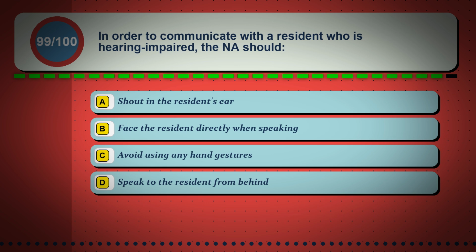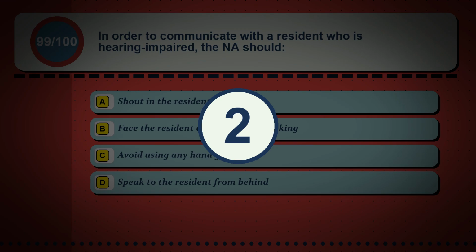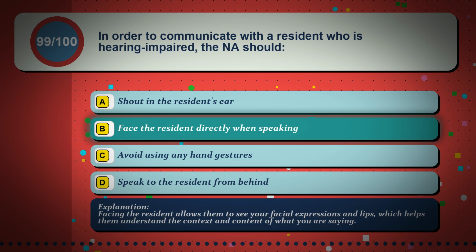Question 99. In order to communicate with a resident who is hearing impaired, the NA should: Option A, shout in the resident's ear. Option B, face the resident directly when speaking. Option C, avoid using any hand gestures. Option D, speak to the resident from behind. The correct answer is option B, face the resident directly when speaking. Facing the resident allows them to see your facial expressions and lips, which helps them understand the context and content of what you are saying.